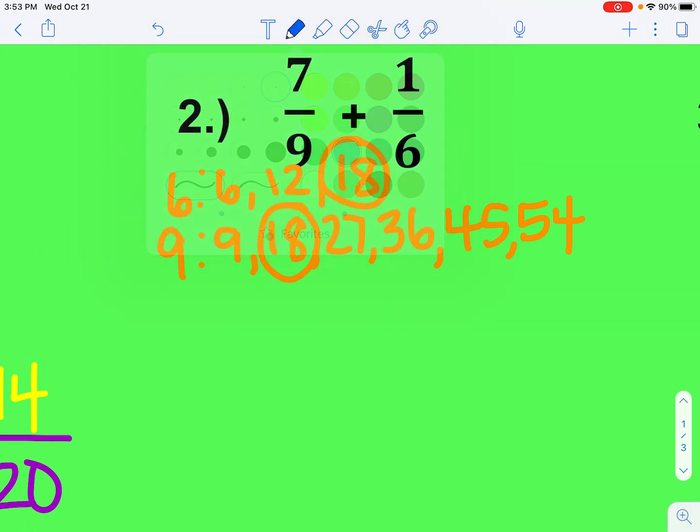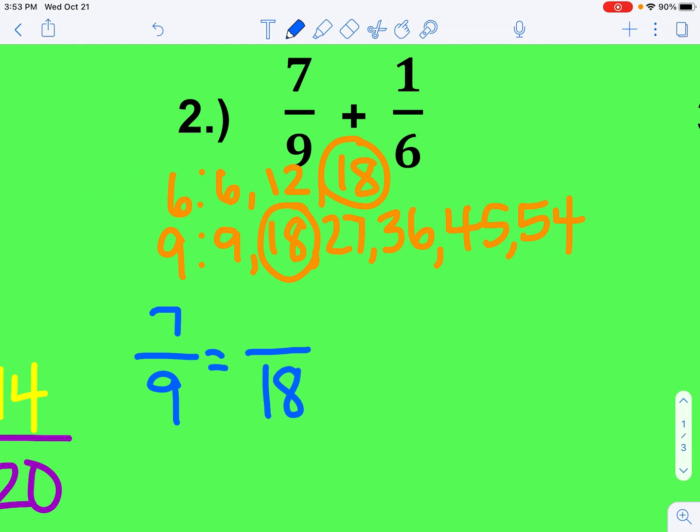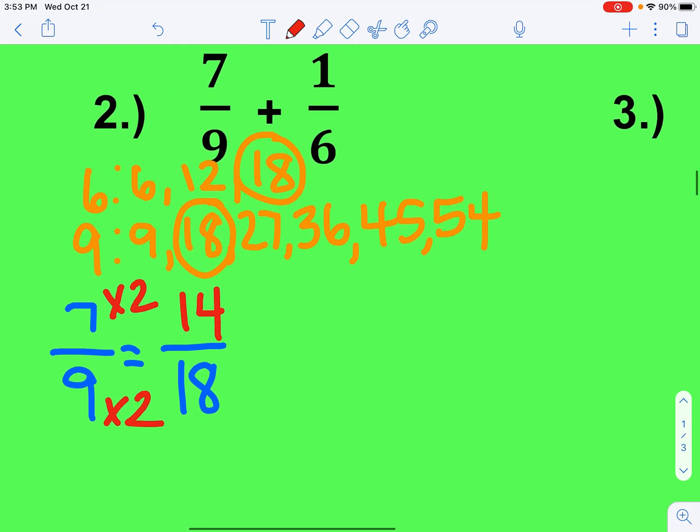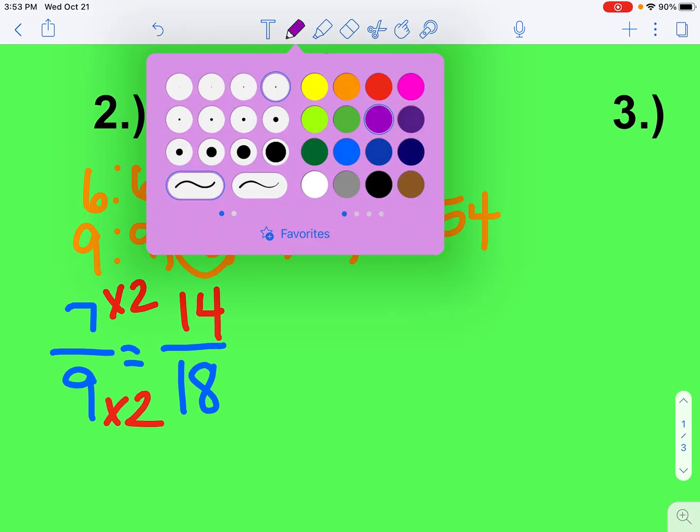Alright, let's figure out what our new fractions will be. So I have 7/9 is my first one, and I know my denominator is going to be 18. 9 times 2 gives me 18. 7 times 2 gives me 14. So my first fraction is 14 over 18.